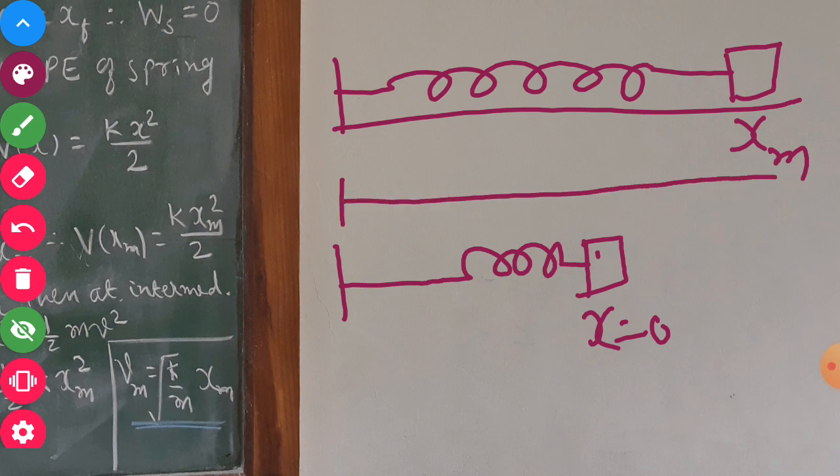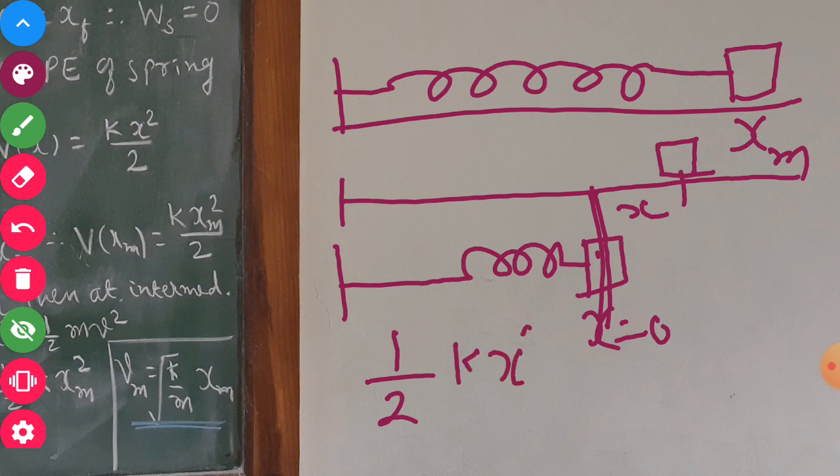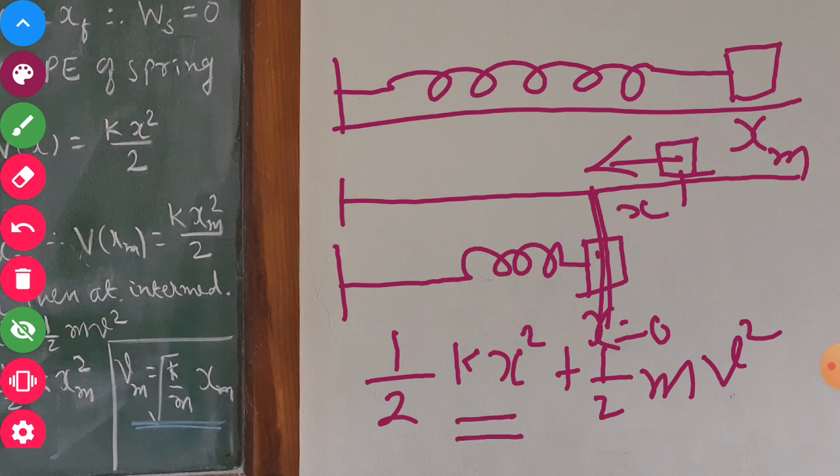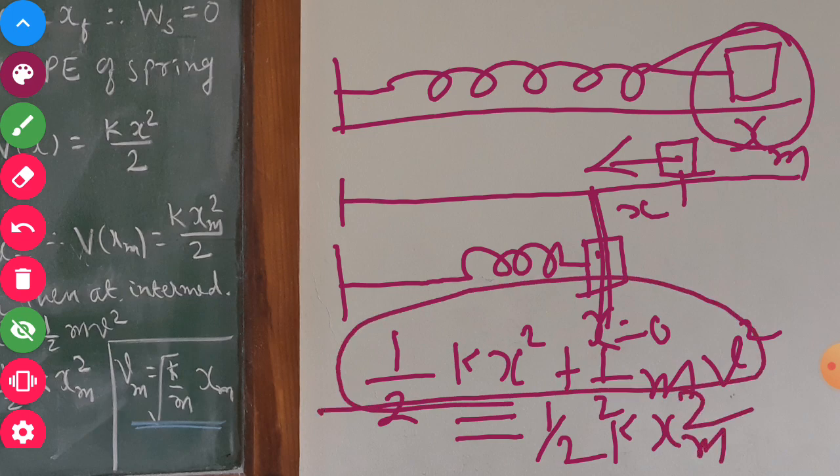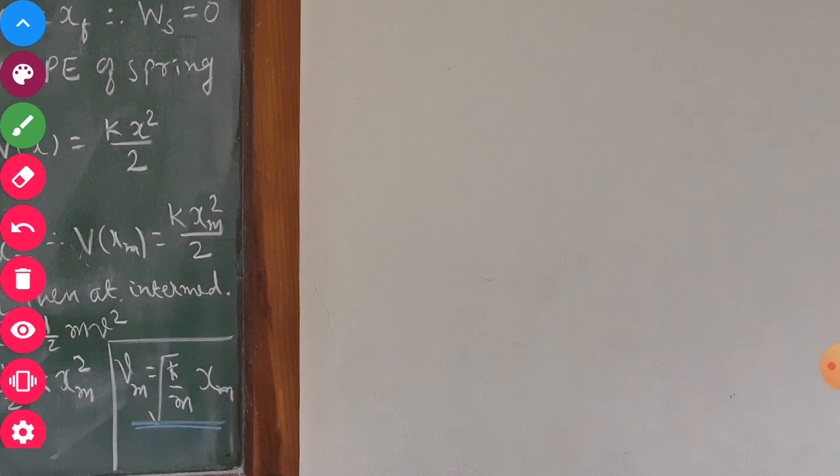So whenever it is at any intermediate position, at some distance x from the equilibrium position, it will have some potential energy, that is 1/2 kx square, and as it is moving in this direction, it will have kinetic energy, that is 1/2 mv square, which together are equal to the total initial potential energy, that is 1/2 kxm square. So in an intermediate position, it has partially potential energy and partially kinetic energy.